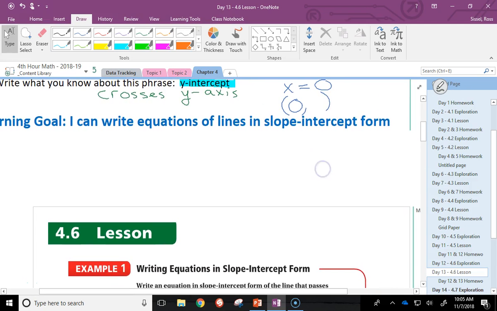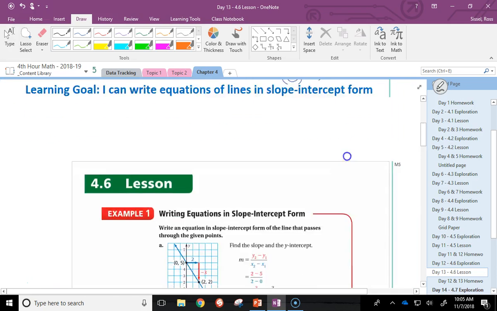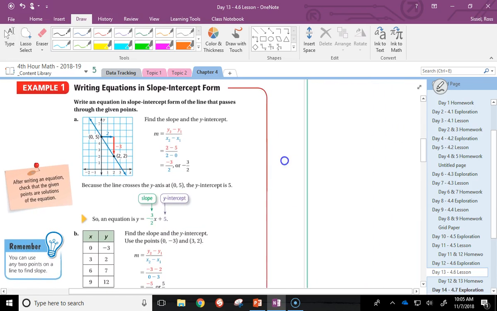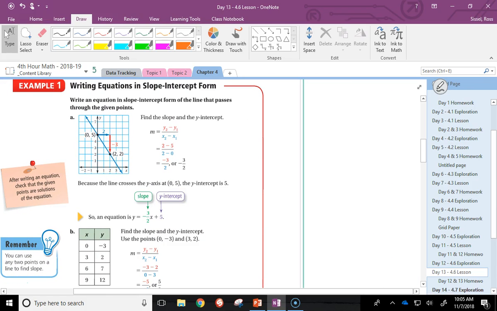Okay, our goal today is I can write equations of lines in slope-intercept form. I believe we can do this. In our lesson, example 1. Remember, go back to this if you have questions for today's homework. It says, write an equation in slope-intercept form of the line that passes through the given points. So they want us to write one that goes through these 2 points. Okay? First step, and I'm going to write this over here. You should be writing this with me. I'm going to write step 1, even though they kind of put it over here. I'm going to do mine a little different.